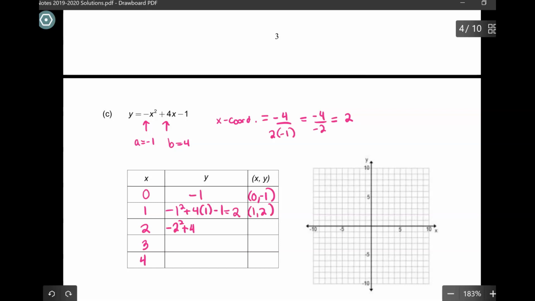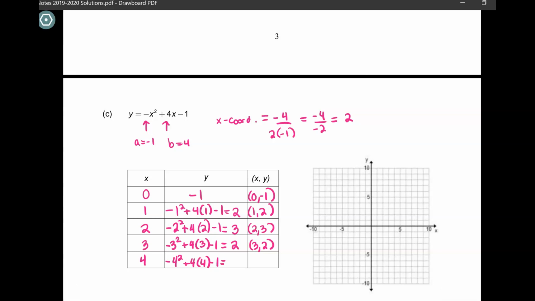-2 squared plus 4 times 2 minus 1. So that's going to be a -4 plus 8 minus 1, which is 3. So I get 2, 3. I get -3 squared plus 4 times 3 minus 1. So that's going to be -9 plus 12 minus 1. I get 2. And then last, we get -4 squared plus 4 times 4 minus 1. So I have -16 plus 16 minus 1. So we get -1. So 4, -1.